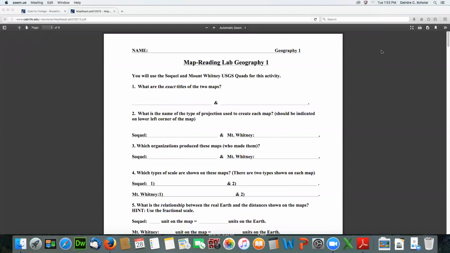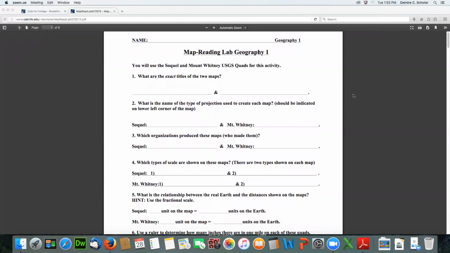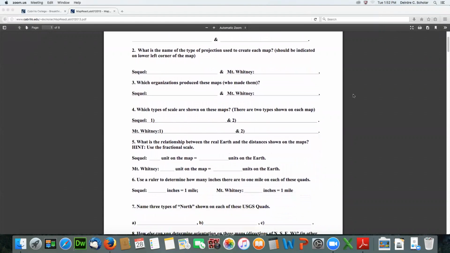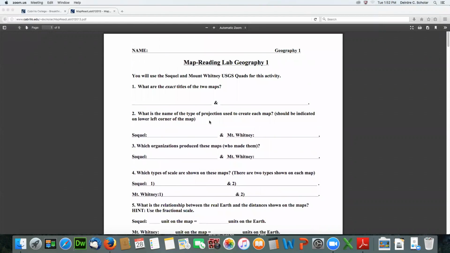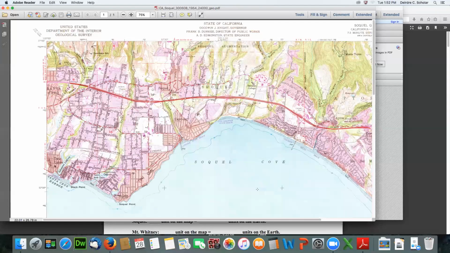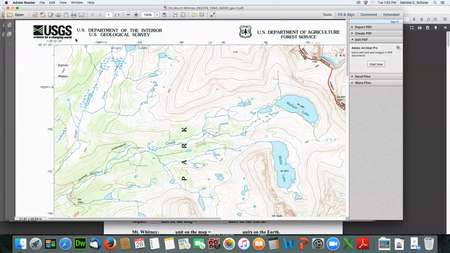We are now ready to go through and complete the Map Reading Geography Handout. This is the handout that you print off of our course website. So you should have this hard copy in front of you as we will be going through each question, and you will be filling in the blanks as we do. The other things that you will need on hand are the two maps that you downloaded from the U.S. Geological Survey map store, which is the SoCal, California map and the Mount Whitney, California map.